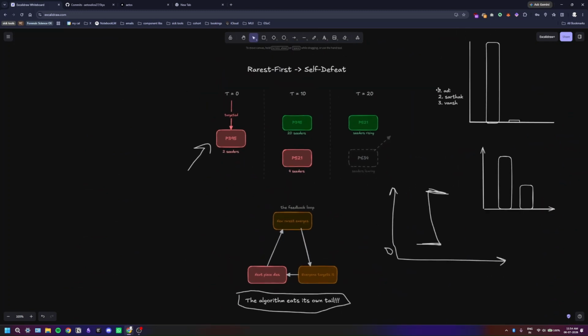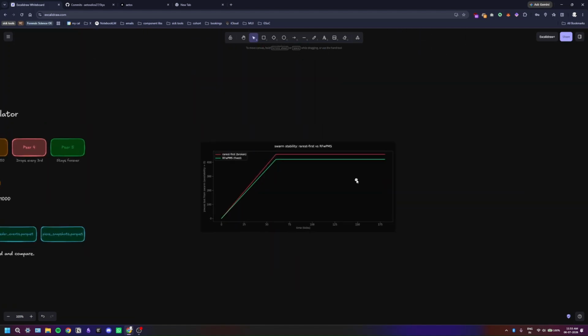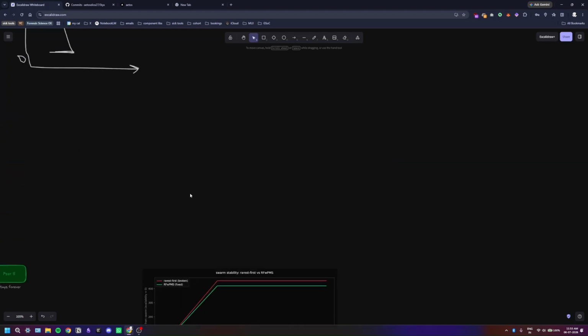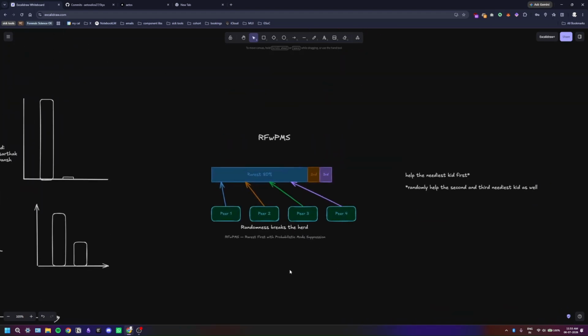rarest first was losing pieces. Sarthak was lost when Adi was the one being chased, and Vansh was lost when Sarthak was the one being chased. Piece 521 got lost. Piece 634 has few seeders left, so it's akin to being lost. So in my approach, considerably fewer pieces were lost. And that was the result I arrived at eventually: okay, this thing works, this approach has substance behind it.